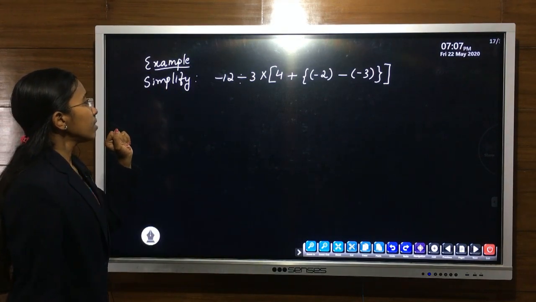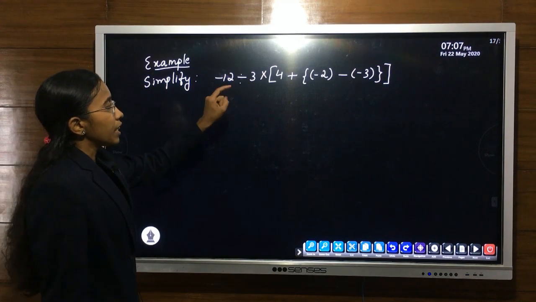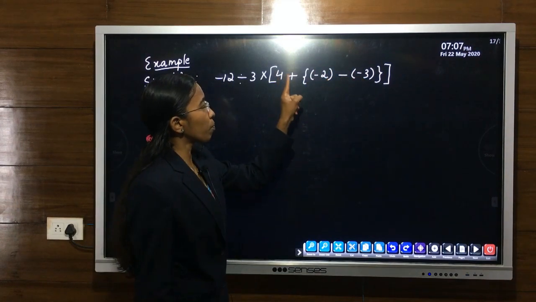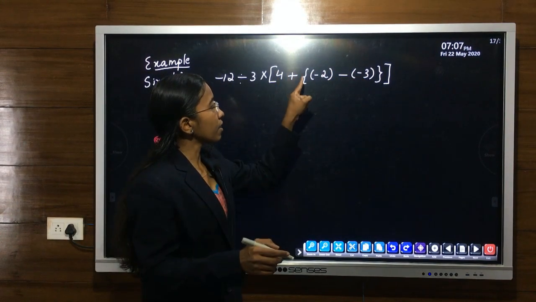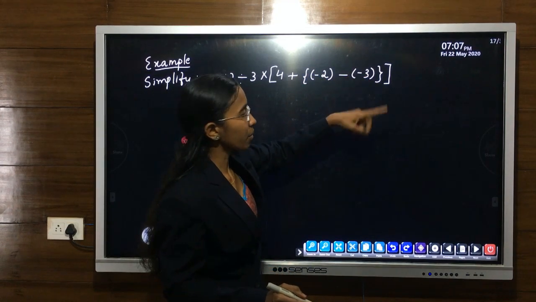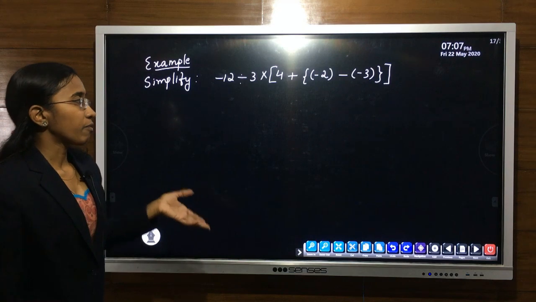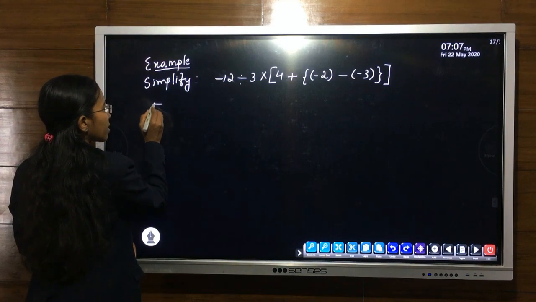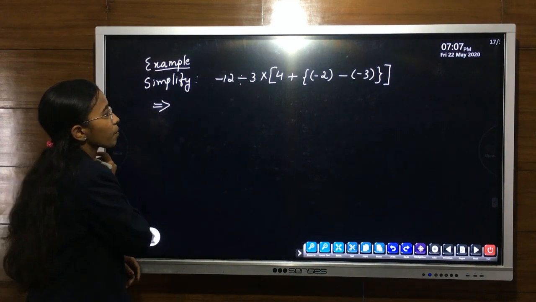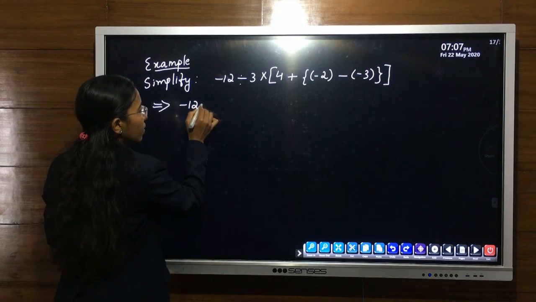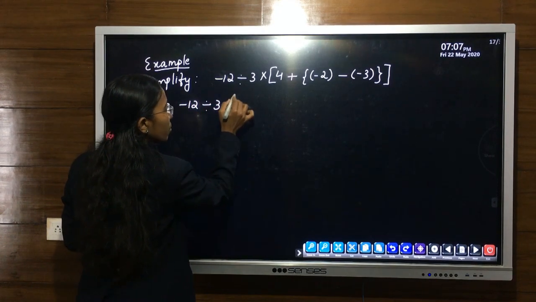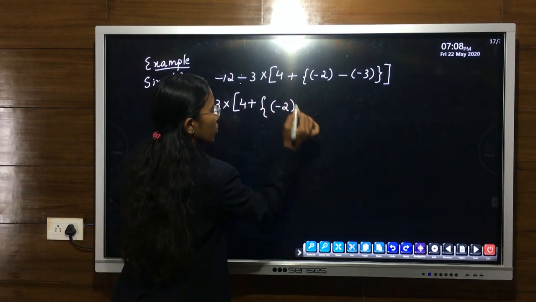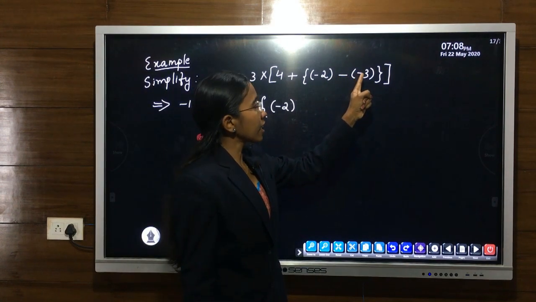This is one example. Simplify minus 12 divided by 3 into inside one square bracket 4 plus this is another bracket, braces, minus 2 minus minus 3. Okay. Then how to open? First aim is to open this bracket. Okay. So how to solve this? Listen here. First term minus 12 divided by 3 into 4 plus minus 2. Here is one bar bracket.